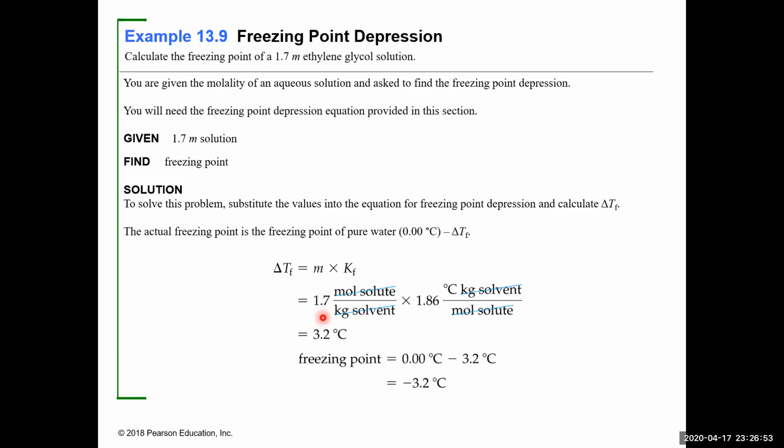The molality is 1.7 moles of your solute over kilograms of your solvent. And that's multiplied by K sub F, which is 1.86 degrees Celsius times kilograms of your solvent over moles of your solute. Notice that your moles of solute is both on top and bottom, and your kilograms of solvent is also on top and bottom, so they cancel out. And you end up with units of just degrees Celsius. So your delta TF, or your change in temperature freezing point, is 3.2 degrees Celsius.